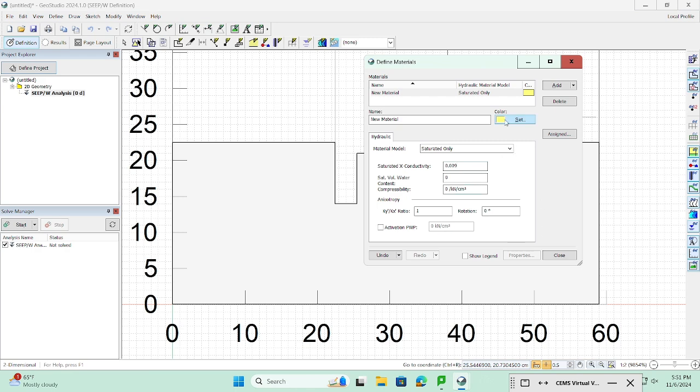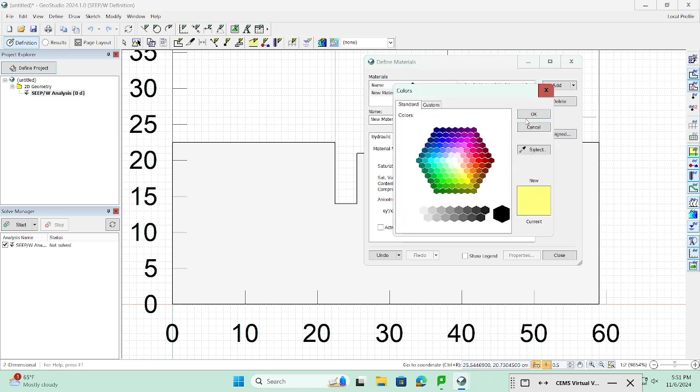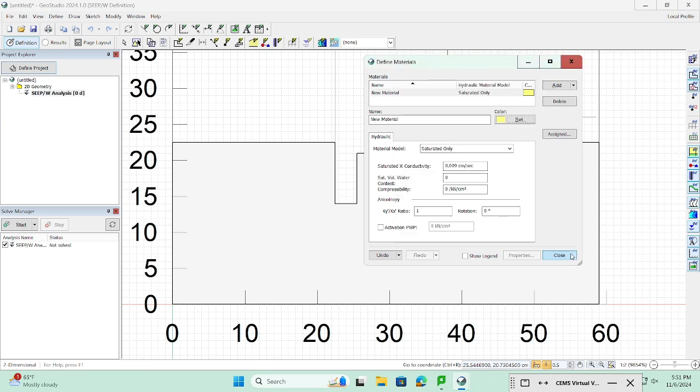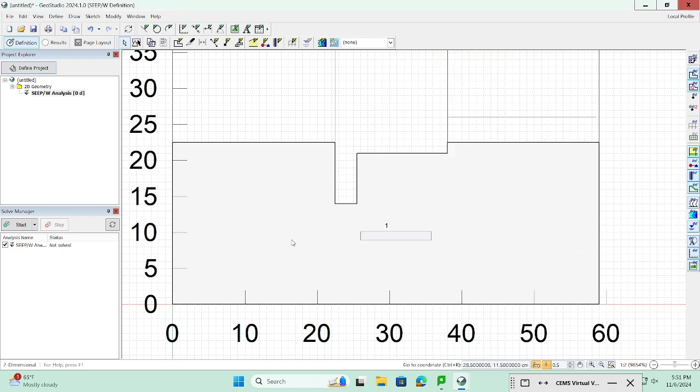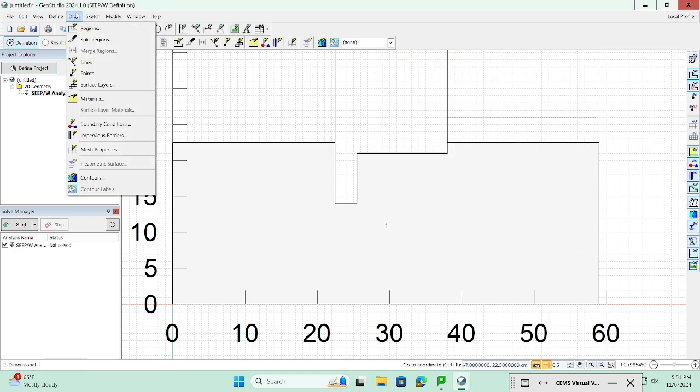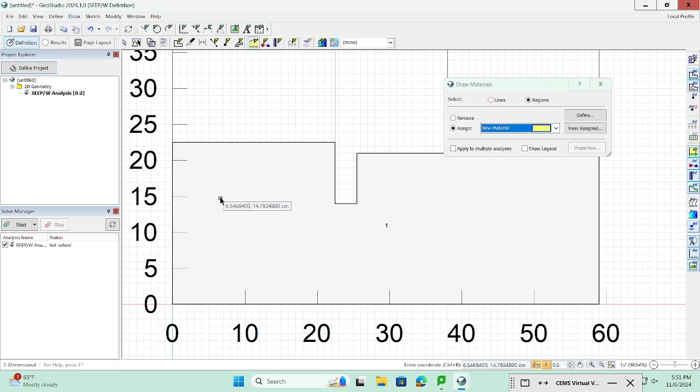And you can change the color of this soil if you want. For me, it's okay to be yellow, okay? Then close that, and now assign the materials to the region you drew. Go to Draw, Materials, and click on this region. And as you can see, it turned yellow. So that means you just applied this material to this closed region.